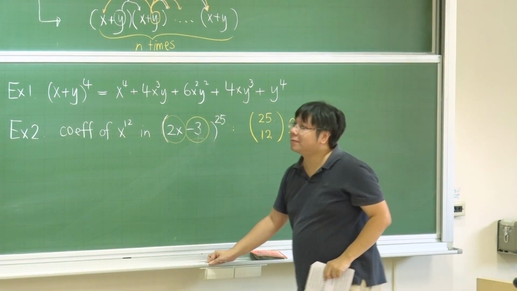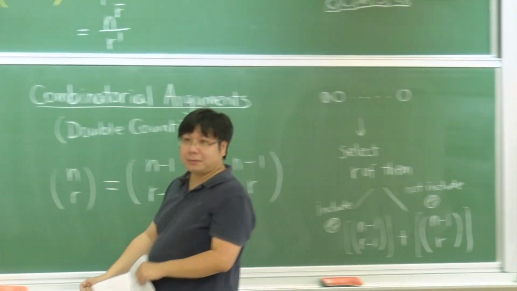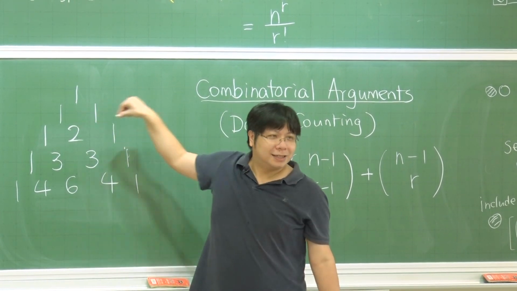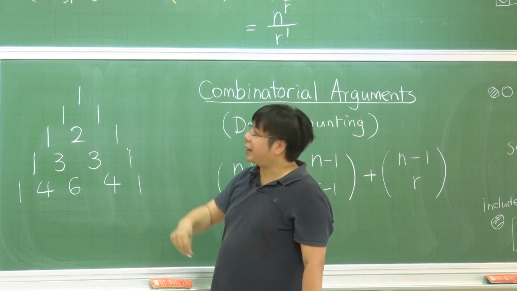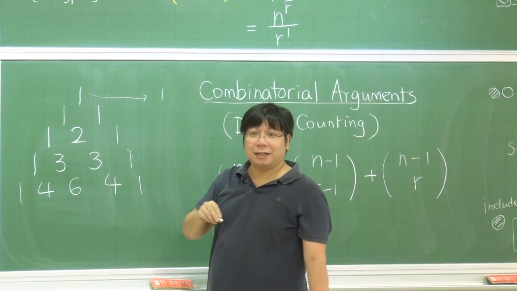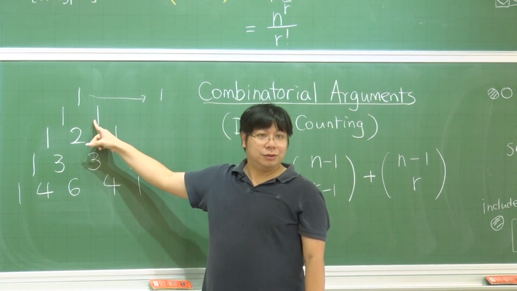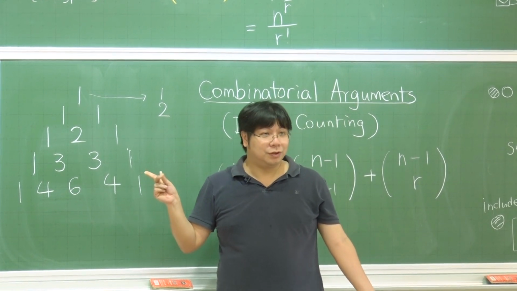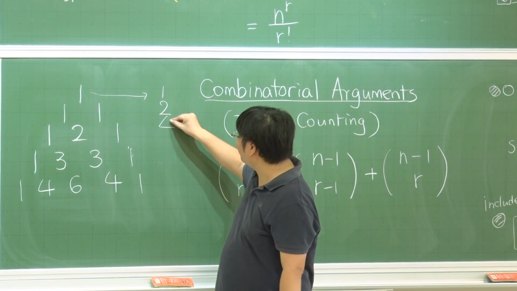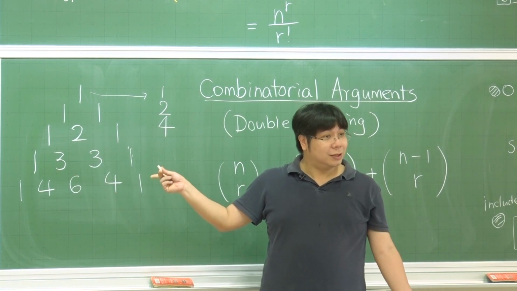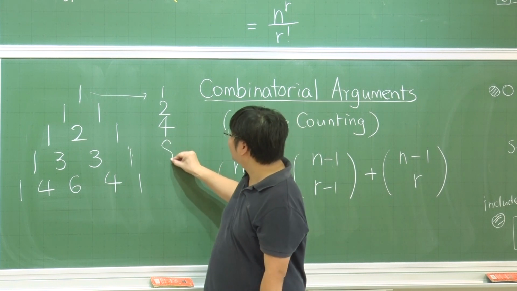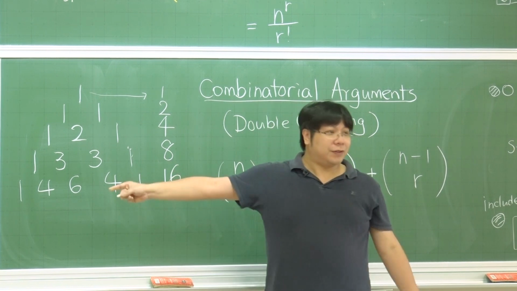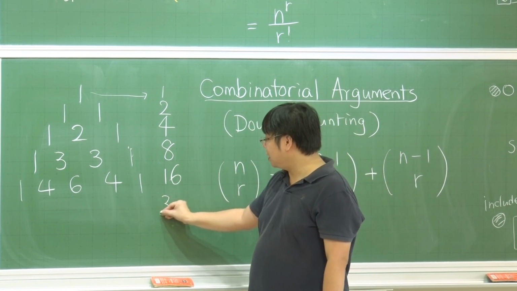And now, let's do some simple counting. If we sum everything in the same row, what will we get? If you sum 1, it is 1. 1 plus 1 is equal to 2. 1 plus 2 plus 1 is equal to 4. 1, 3, 3, 1 gives 8. 1, 4, 6, 4, 1 gives 16. 1, 5, 10, 10, 5, 1: if you believe me, it will be 32.